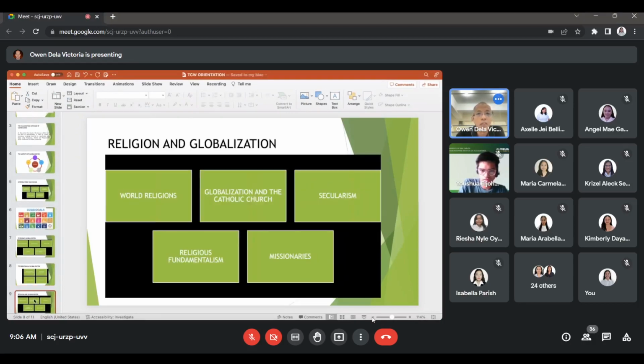Then from there, we look into religious globalization. We look into how these religious groups are affecting, have been affected, and will be affected by the impact of globalization. So these topics, we will go over them. What is the influence? How do our religious groups influence each other and the rest of the world as far as globalization is concerned?